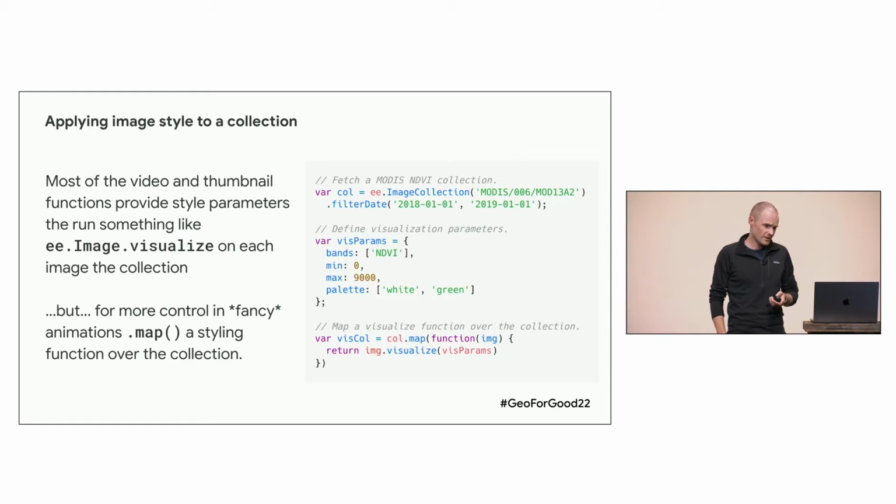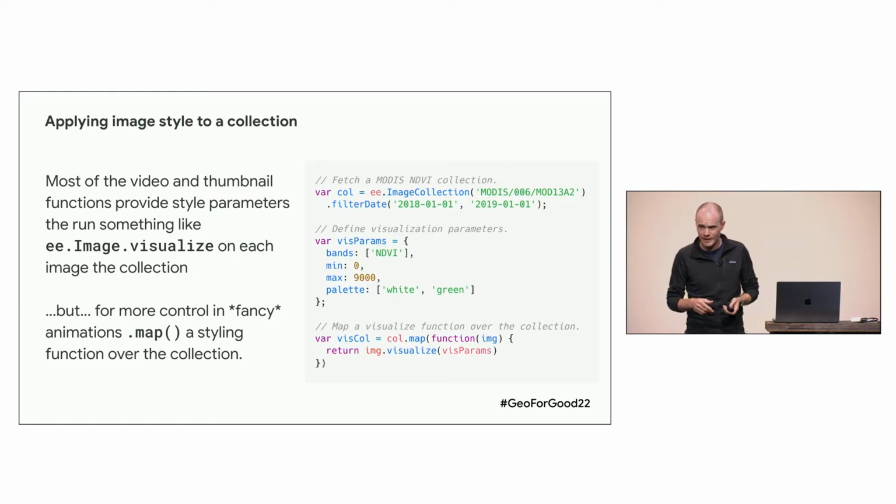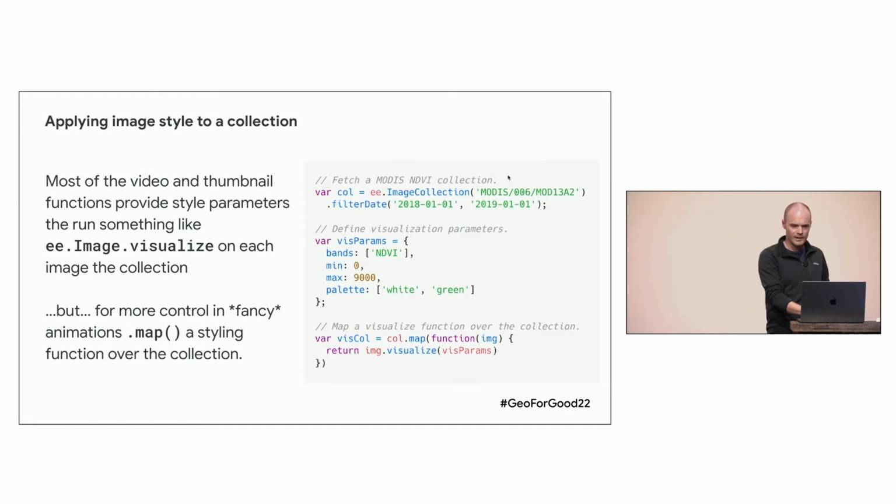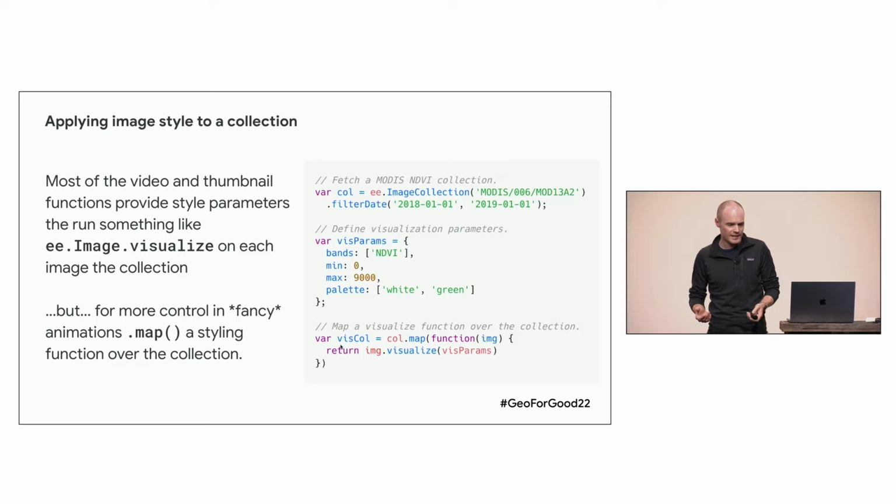And so this is showing you how you map this function over a collection. Image.visualize works on an image object, so visualize can only happen on one image at a time. So if you have an image collection that you want to animate, you need to map this visualize function over the collection. That's what's happening down here. And I often like to do this anyway.